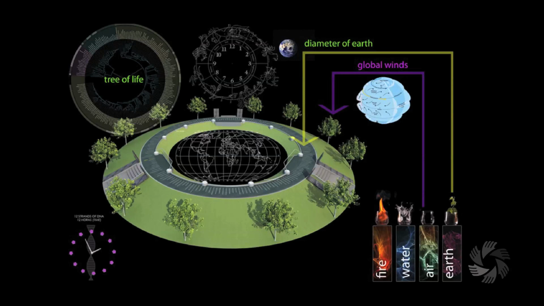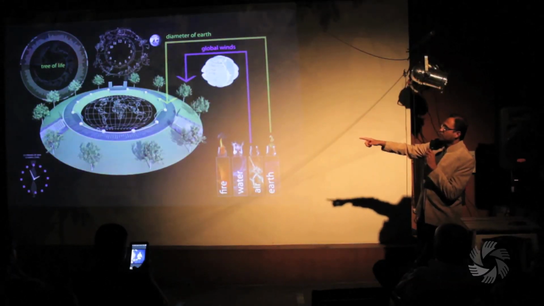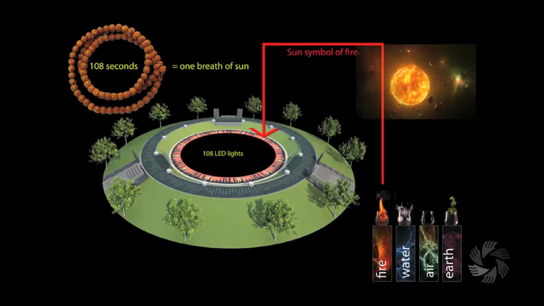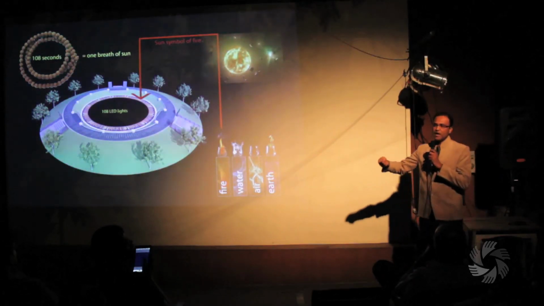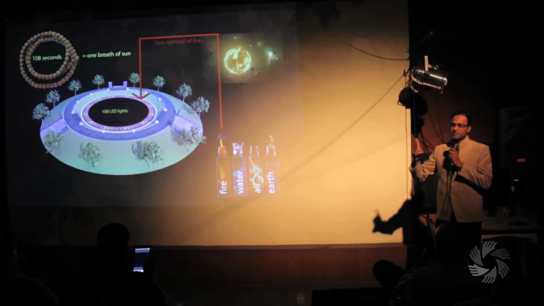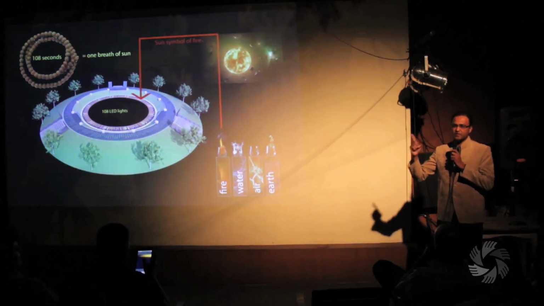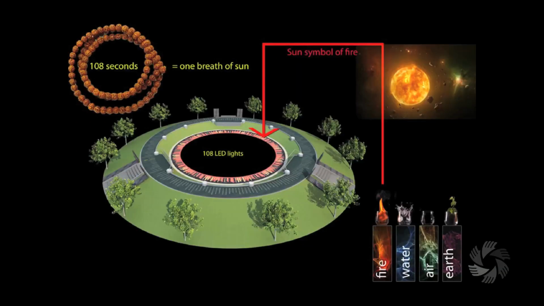Here you have the air element and the earth element being represented in the circular form in the 12 trees, and then the latitudes and the tree of life, which has 191 classifications of life which are being depicted on the floor there. And then the fire element is being depicted by 108 LED lights, because in a Rudraksha you have 108 beads. And in fact, the sun breathes once in 108 seconds. Maybe that is the connection that we have in a spiritual way. Those are lights which light up at night, and this is symbolic of fire.